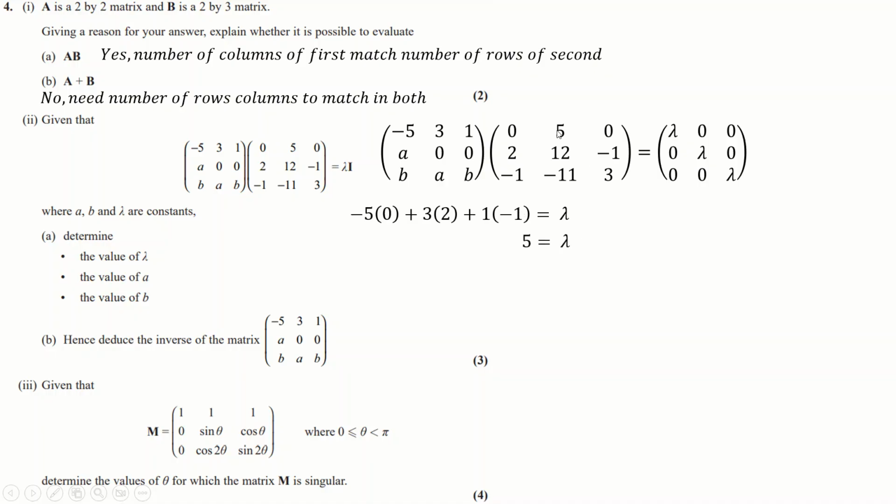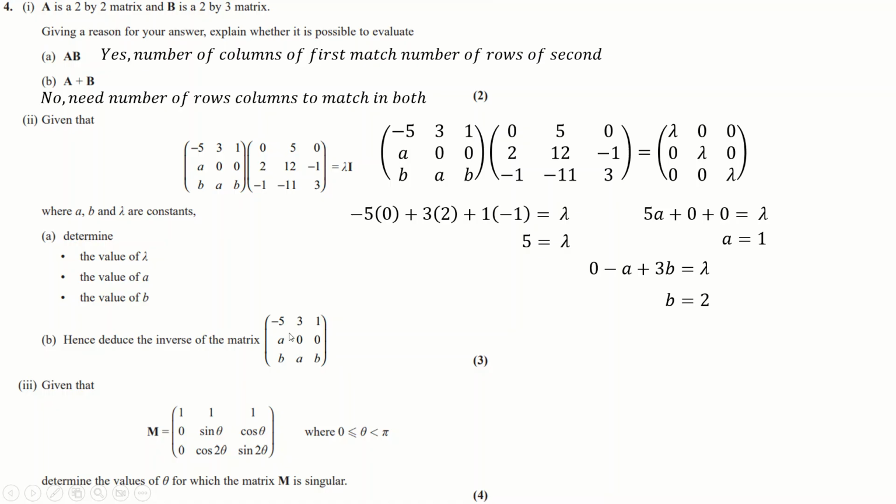And then I started looking at maybe the second row and the second column to get 5a plus 0 equals lambda, but lambda is 5, so a is 1. And then I finally looked at the last row and the last column to get that 0b minus a plus 3b is lambda, but minus a is just minus 1, lambda is 5, so that makes 6, 3b is 6, b is 2. And I think we have our answer.